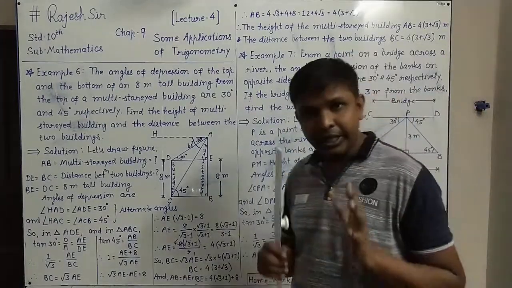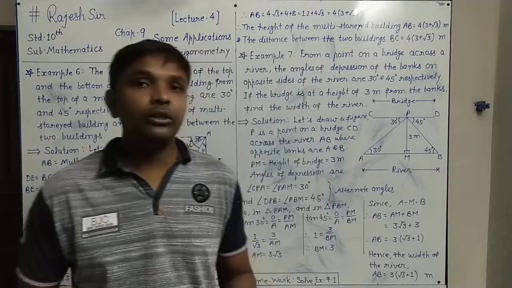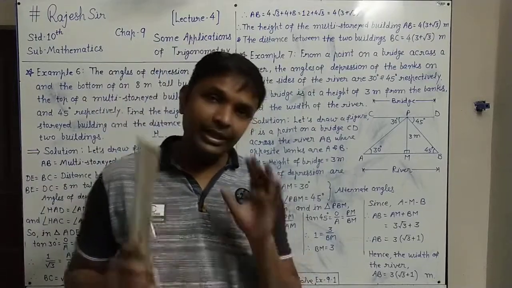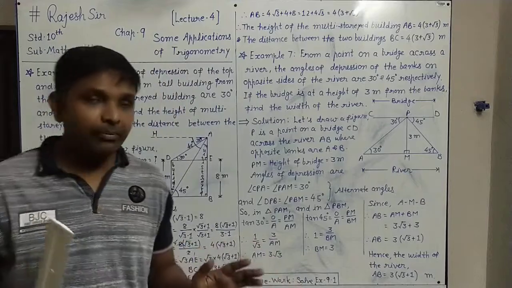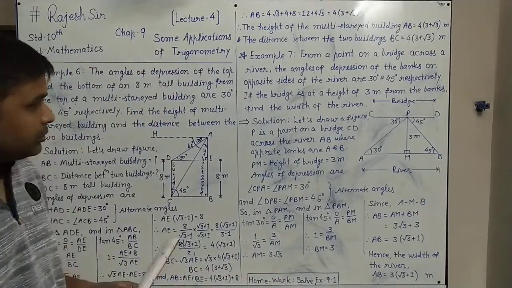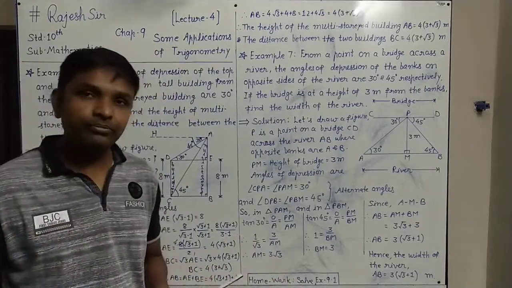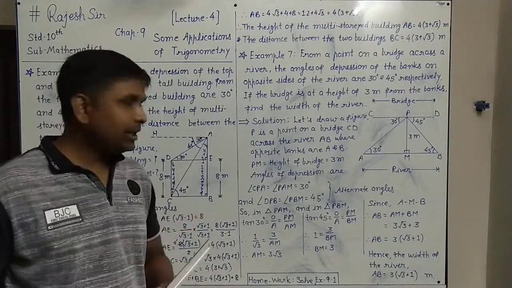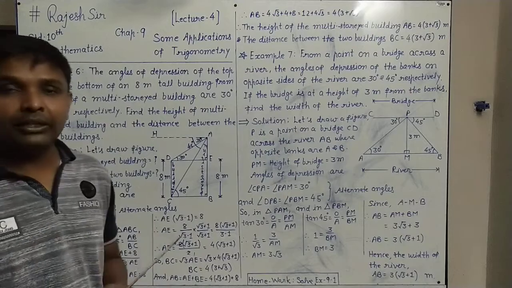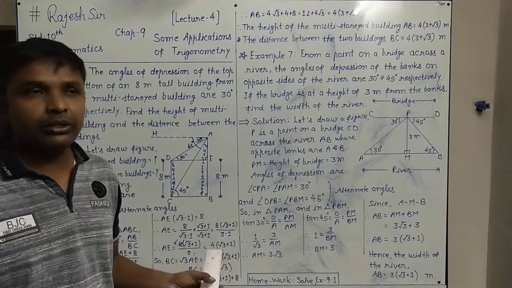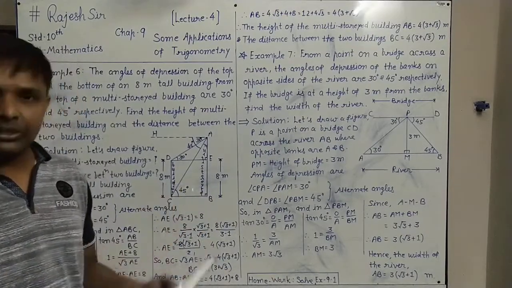Always draw the figure very carefully, and in that figure find out the right triangles, and in those right triangles apply the trigo ratio formula, and from that use the values of the trigo table and simplify. You will get your answers. If height is asked, you will get height. If distance between the two things is asked, you can get the distance also.